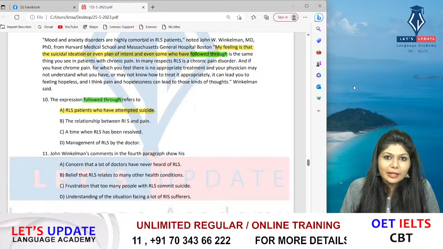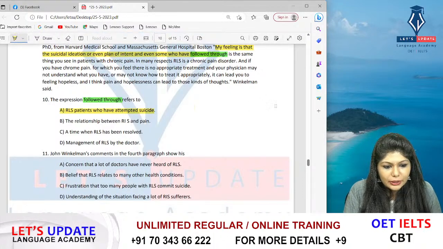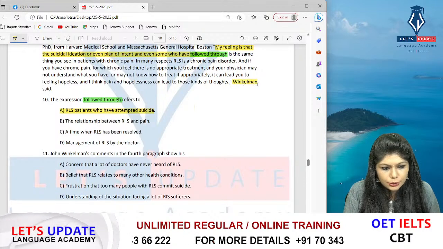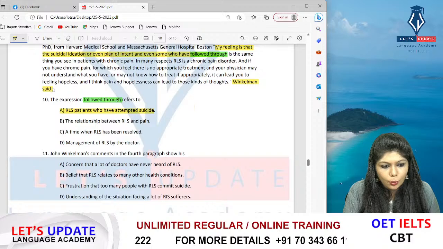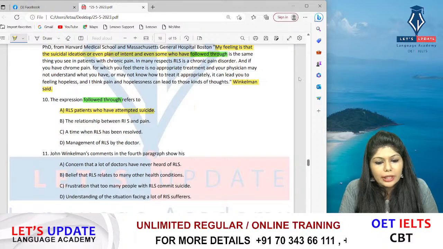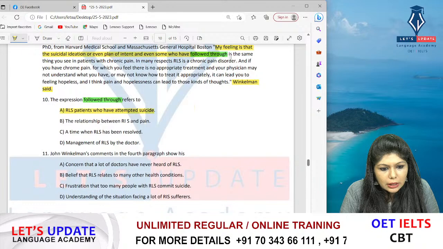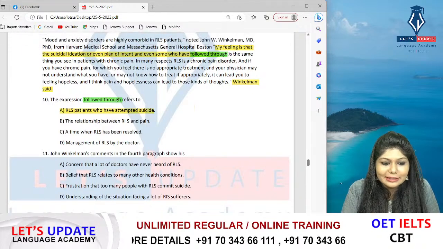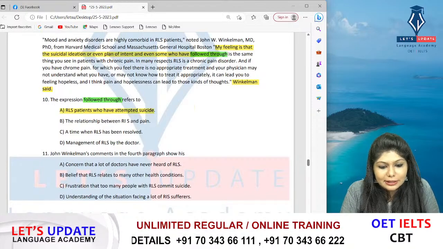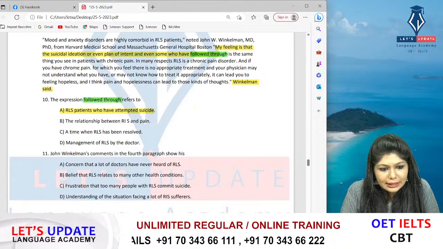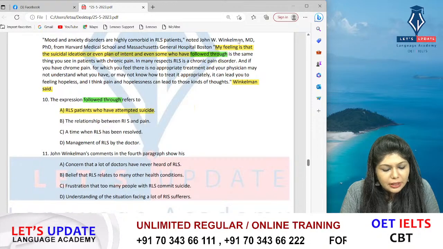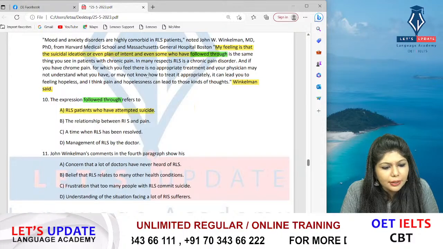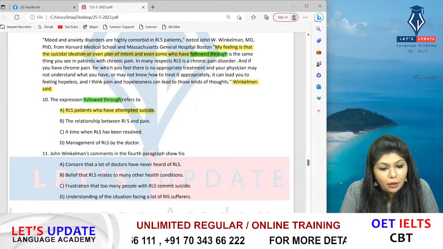Yeah. So, John Winkelmann. Okay, look at this. Here it is mentioned, Winkelmann said. So what did Winkelmann say? Look at this. The entire thing said in that paragraph is said by this man, Winkelmann. And what he says is that if you have chronic pain for which you feel there is no appropriate treatment, and your physician may not understand what you have, or may not know how to treat it properly.